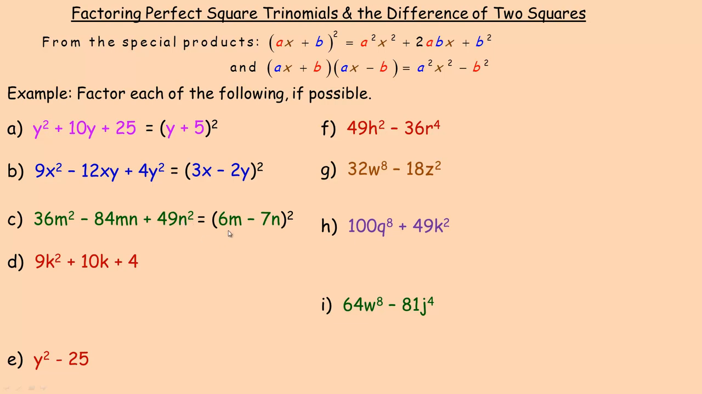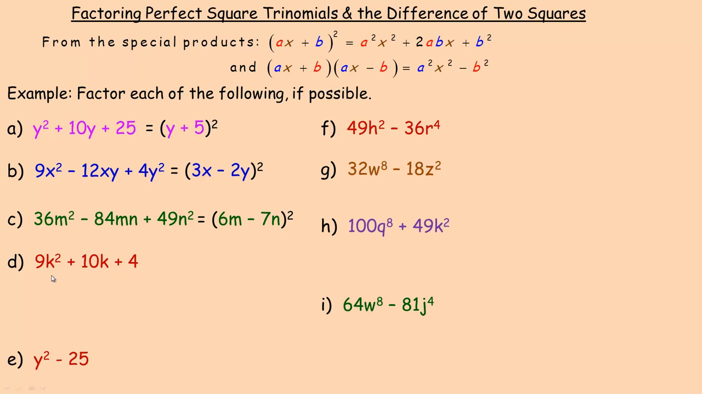And then we check the middle term here. So if we multiply these together, we would get negative 42mn. And if you double that, if you take that and multiply it by 2, you do exactly get this. So that is, again, a perfect square trinomial. Now, they're not all. Okay, so I do want to show you what happens in the next one here.